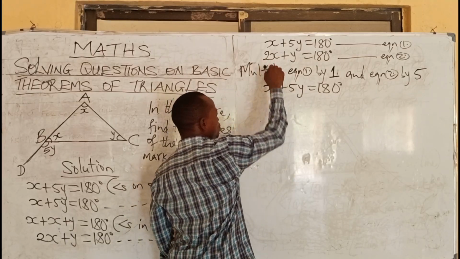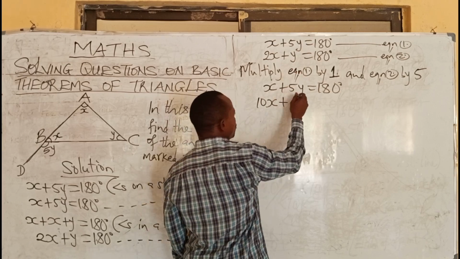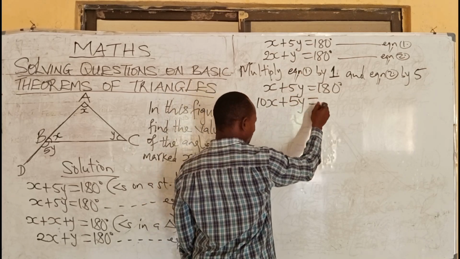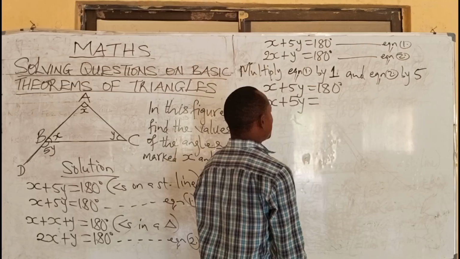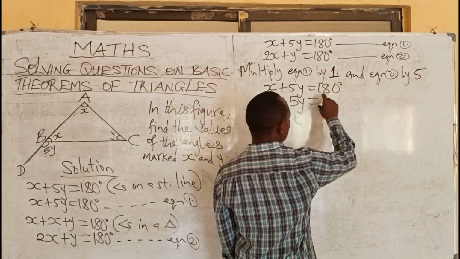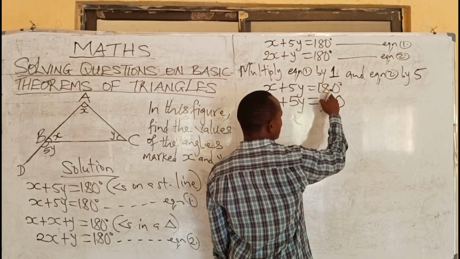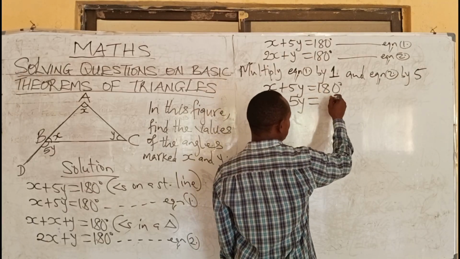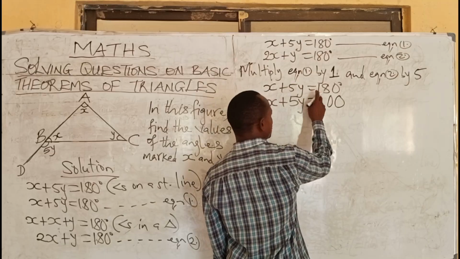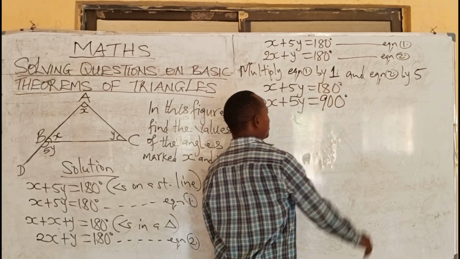5 times 2x will give us 10x, plus 5 times y will give us 5y, equal to 5 times 180, which should be 900. Let's check. 5 times 0 is 0. 5 times 8 is 40. Put down 0, carry 4. 5 times 1 is 5, plus the 4, you get 9. Yes, 900. So we have 900 degrees here.